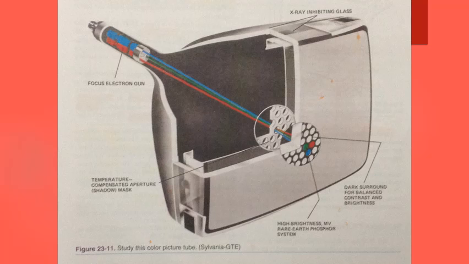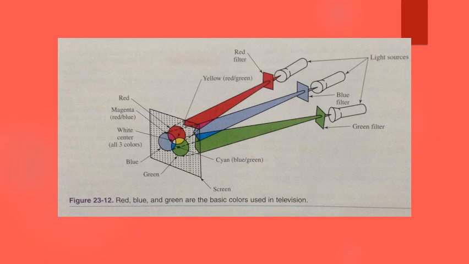An invention that made the color television possible was the shadow mask picture tube, picture 23-11. The three basic colors used in color television are red, blue, and green, figure 23-12. By combining these colors, any color can be produced on the screen.